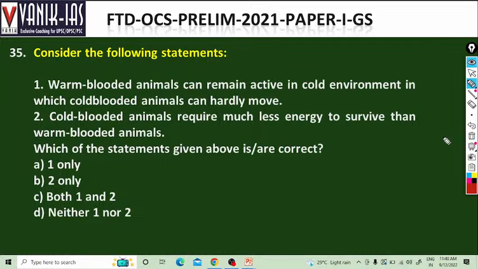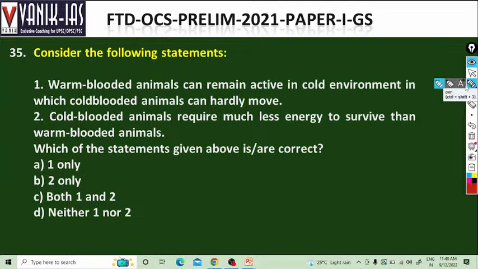What are the examples of cold-blooded animals and warm-blooded animals? See, cold-blooded animals cannot maintain their internal body temperature. Right? They obtain their energy from the surrounding environment, whereas warm-blooded animals obtain it from food consumption.